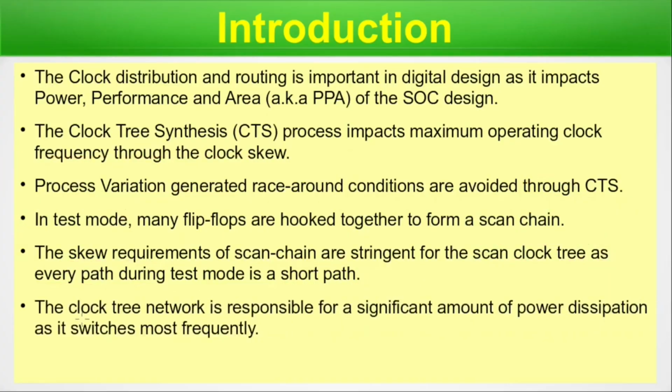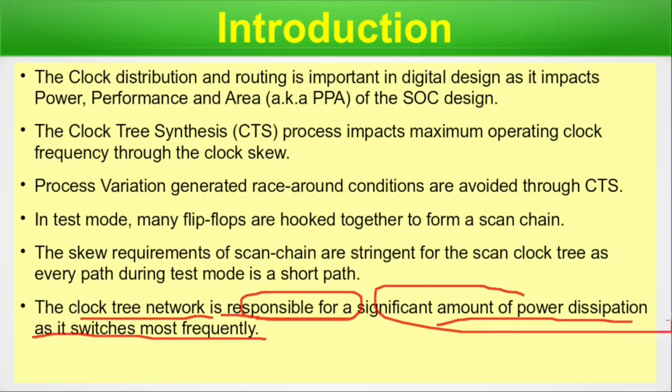The clock tree network is responsible for a significant amount of power dissipation as it switches most frequently. One thing to be very precise about is that the clock tree which is synthesized gives a good contribution towards the power consumption of the entire chip, because this particular area of the nets, the clock nets, has to operate even though any particular block is off. That means this has to operate in any condition. So this is very much responsible for a significant amount of power dissipation.